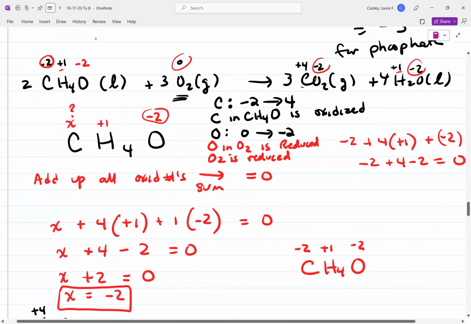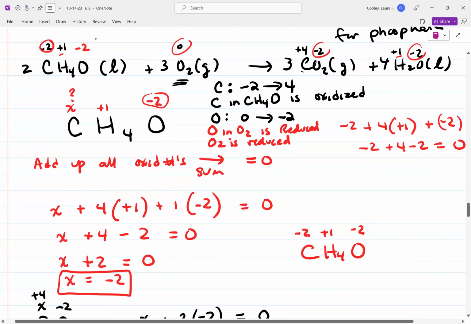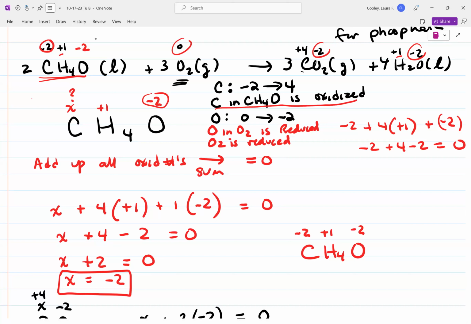So what you could see here is that the carbon is oxidized. So this thing is oxidized. In particular, it's the carbon in CH4O that is oxidized, and the oxygen is reduced, which, by the way, makes oxygen the oxidizing agent. It's why it's called an oxidizing agent, because oxygen so often is the oxidizing agent in many reactions.